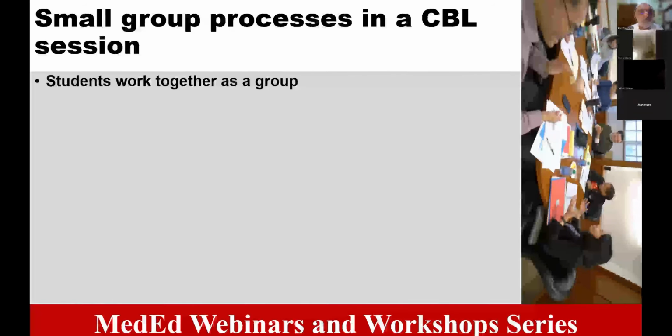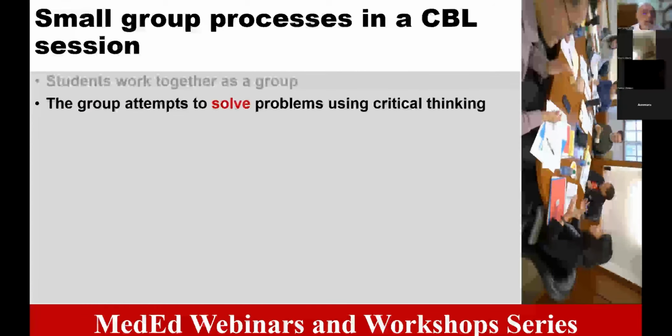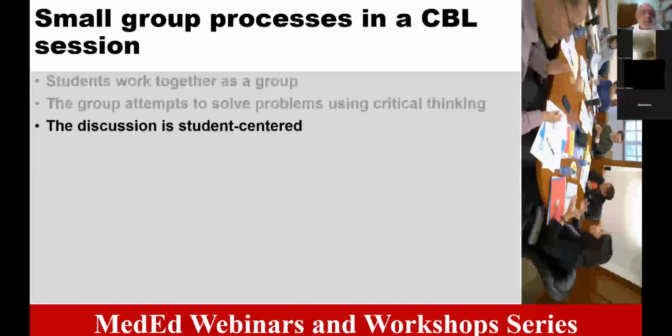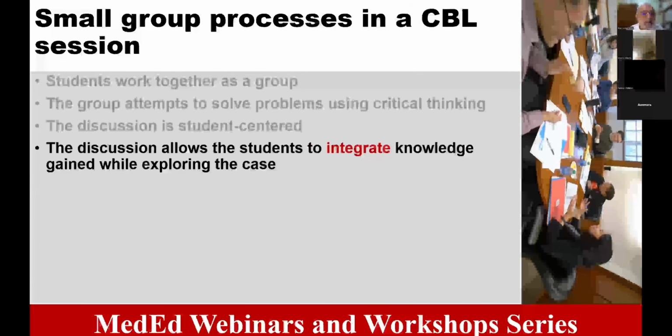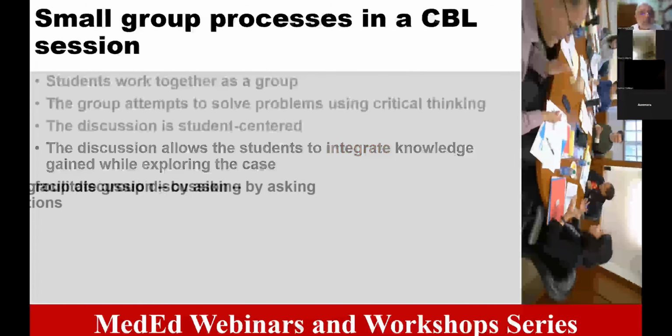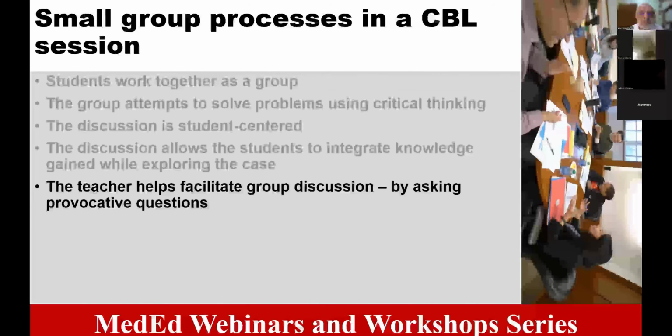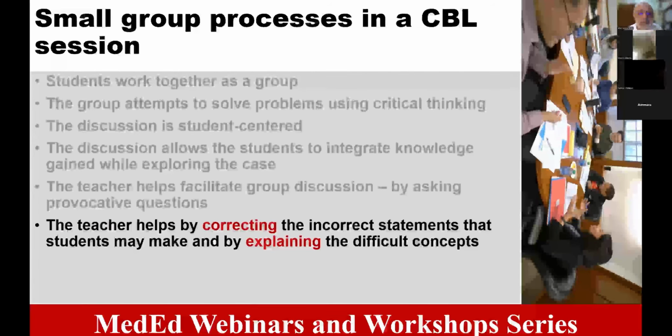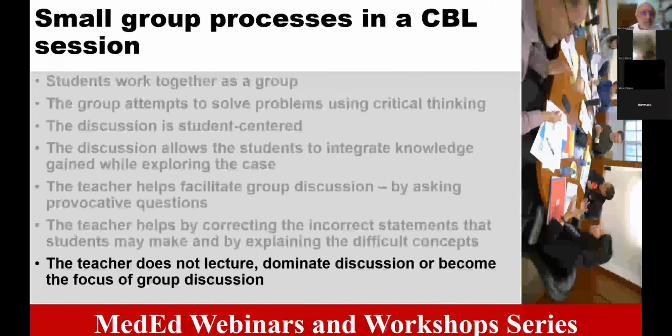One is that students work together as a group. The group attempts to solve problems using critical thinking. The discussion is student-centered. The discussion allows the students to integrate knowledge gained while exploring the case. The teacher helps facilitate group discussion by asking provocative questions. The teacher helps by correcting the incorrect statements that students may make and by explaining the difficult concepts. And the teacher does not lecture, dominate discussion, or become the focus of group discussion.